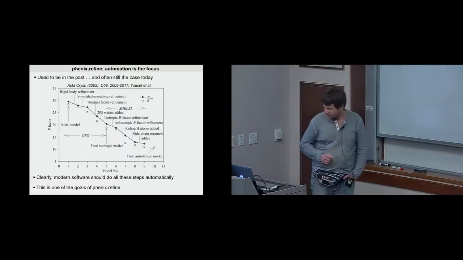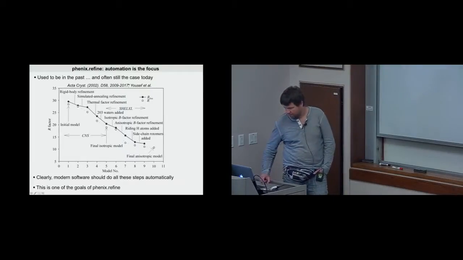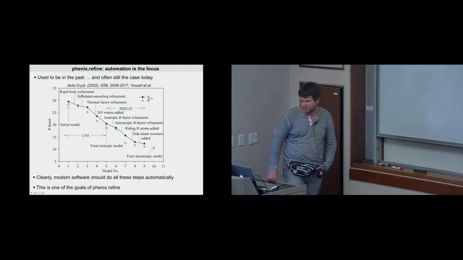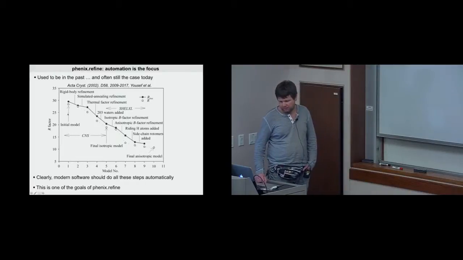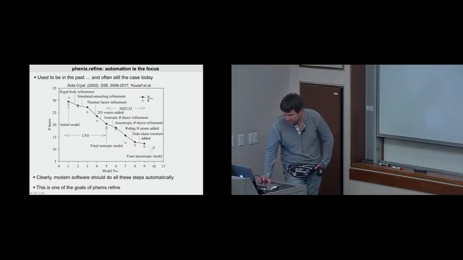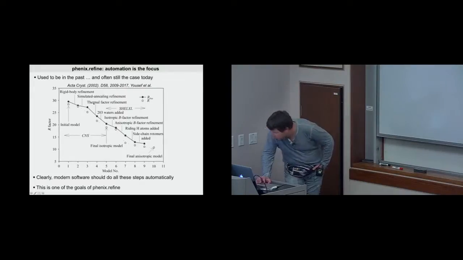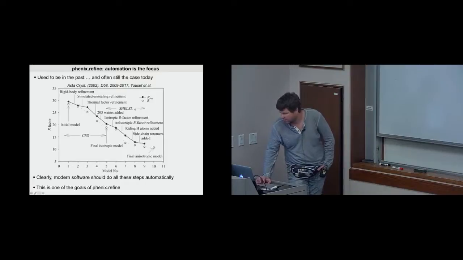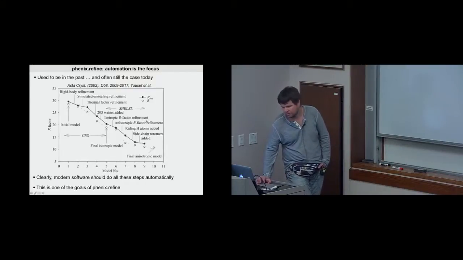So, well, this is an example from a paper I came across by accident, where people show how they refine structure in many various steps. So basically, starting from using CNS, doing rigid body refinement with simulated annealing, then switching to doing isotropic B-factor refinement, but then at some point switch to ShelXL and do anisotropic B-factor refinement and model hydrogens and so on and so on.